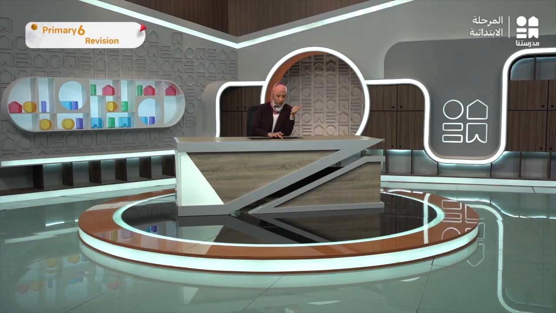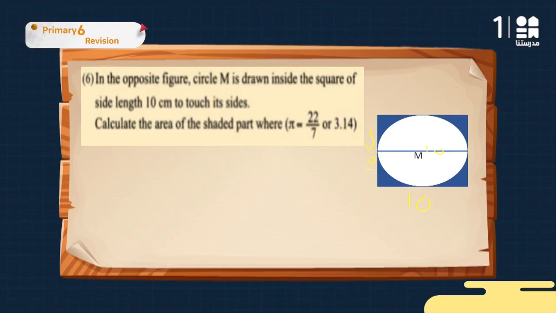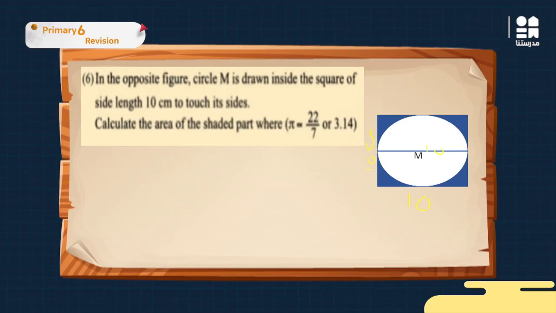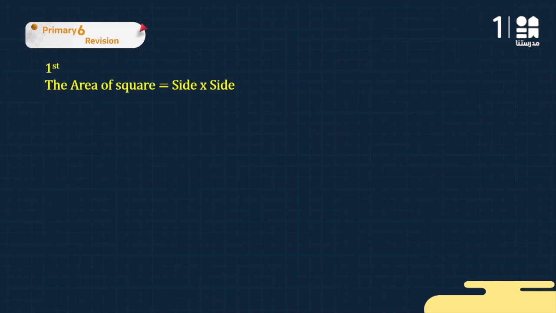The first step: the exercise asks you to find the area of the shaded part. How do I find it? First I find the area of the circle and the area of the square, then I subtract the area of the circle from the area of the square to find the area of the shaded part, which is my blue part. First, the area of the square. Let's remember the area of the square equals side times side. It means 10 times 10 equals 100 centimeters square.